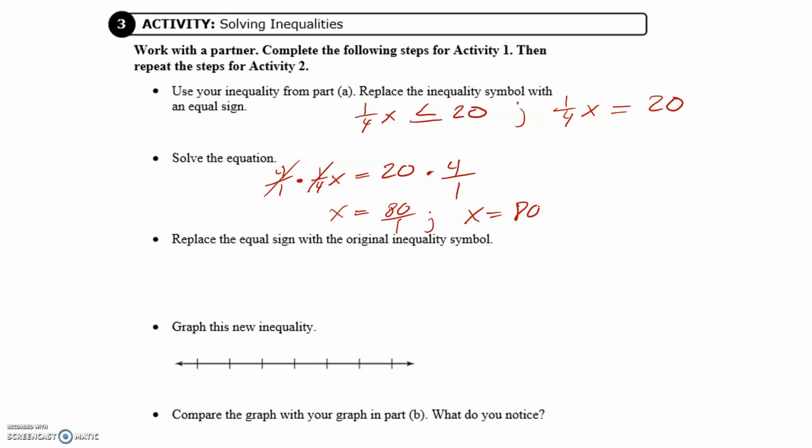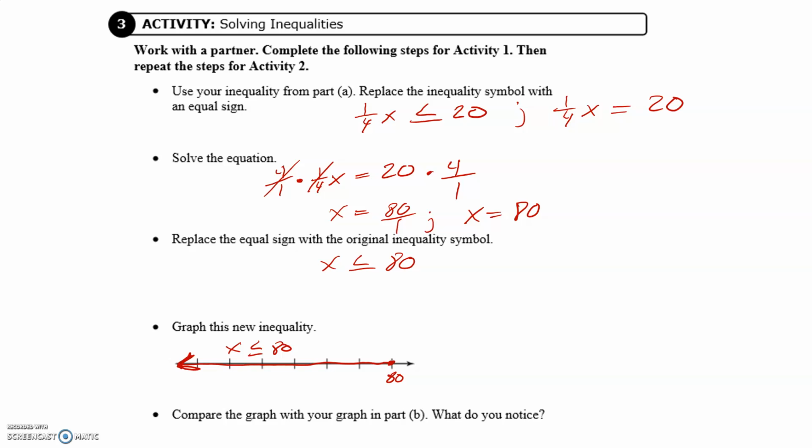So x equals 80. All right, so part 3, replace the equal sign with the original inequality symbol, so x was less than or equal to 80. Okay, now graph the inequality. So whatever x is, it's got to be less than or equal to 80. So I'm going to put 80 over here, and I'm going to shade everything to the left, less than 80. So x can be any value that is less than or equal to 80.